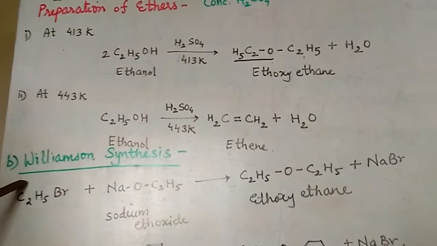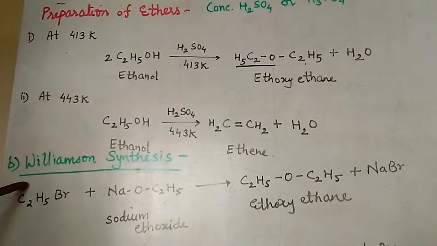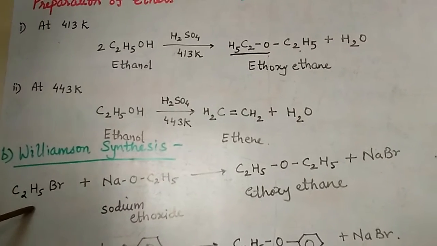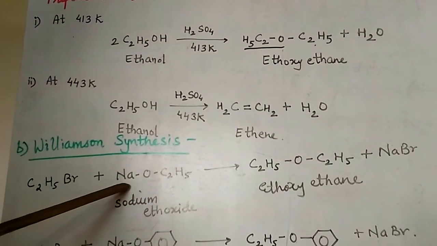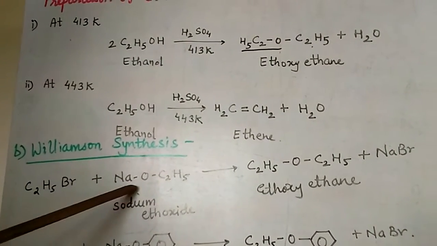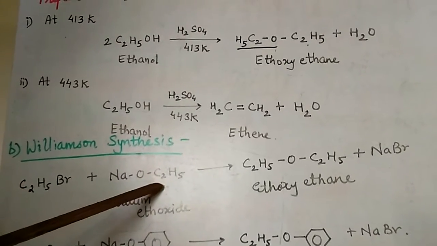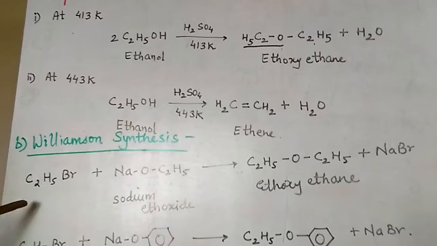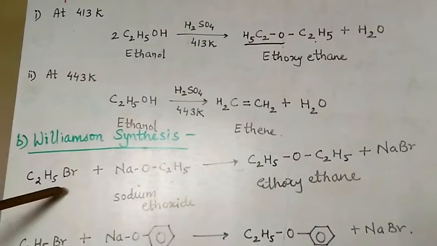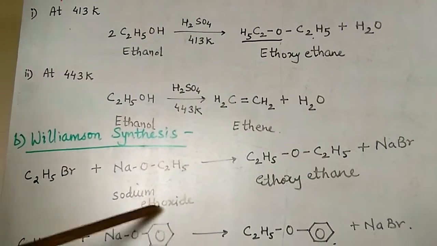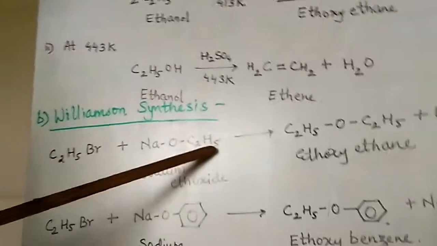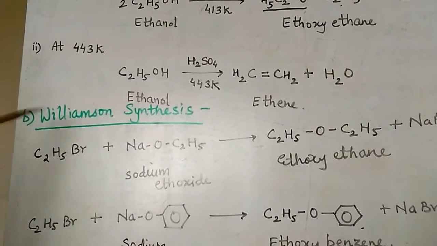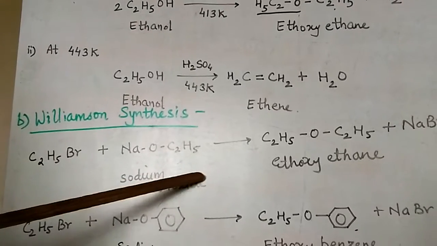Second preparation method is by Williamson synthesis. In Williamson synthesis we are treating an alkyl halide with sodium alkoxide. Alkyl halide is treated with sodium alkoxide. This we have seen earlier also in halogen derivatives. The reaction that is seen here, written here, is ethyl bromide when treated with sodium ethoxide. Sodium ethoxide C2H5ONa is sodium ethoxide. Now only while writing, it is written as NaOC2H5.